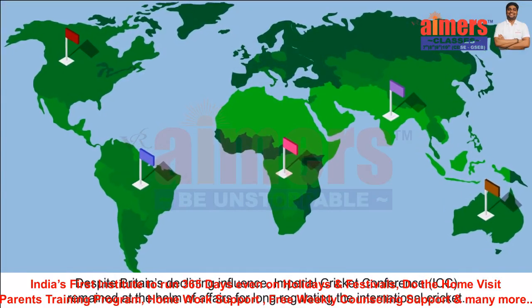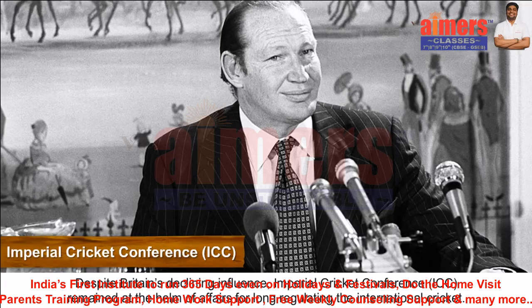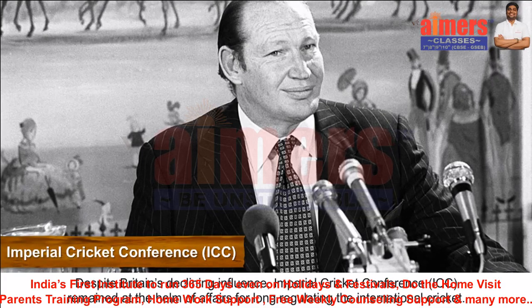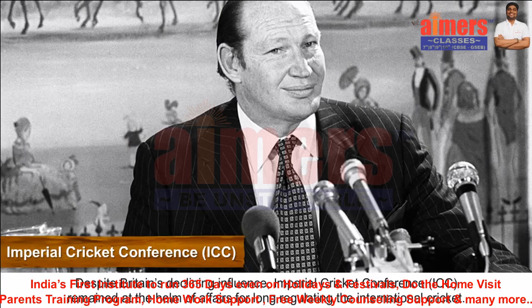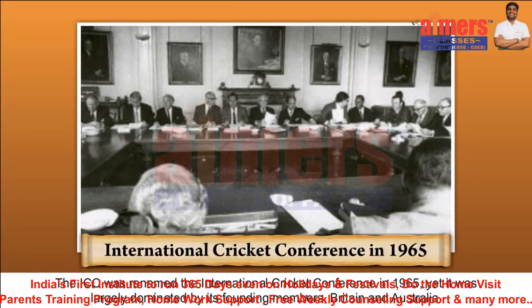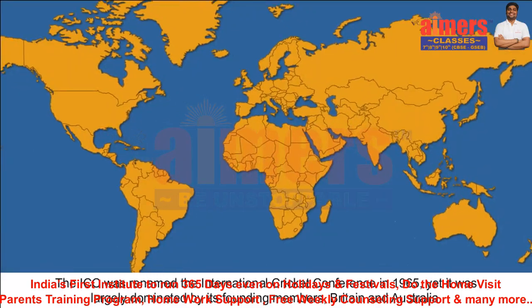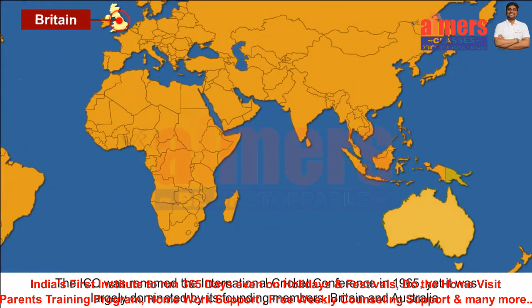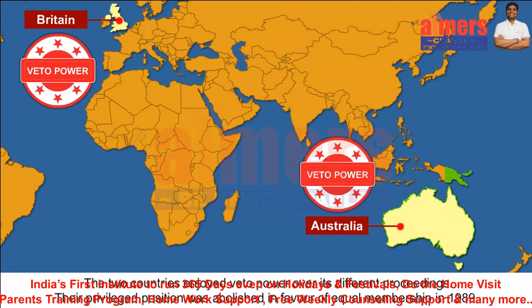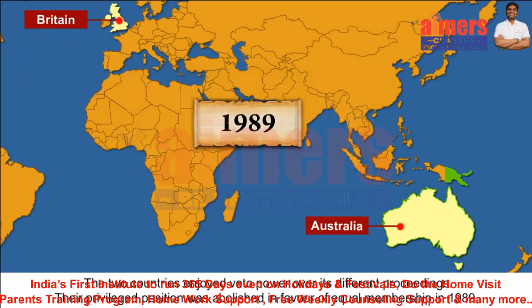Despite Britain's declining influence, the Imperial Cricket Conference (ICC) remained at the helm of affairs for long, regulating international cricket. The ICC was renamed the International Cricket Conference in 1965, yet it was largely dominated by its founding members, Britain and Australia. The two countries enjoyed veto power over its different proceedings. Their privileged position was abolished in favor of equal membership in 1989.